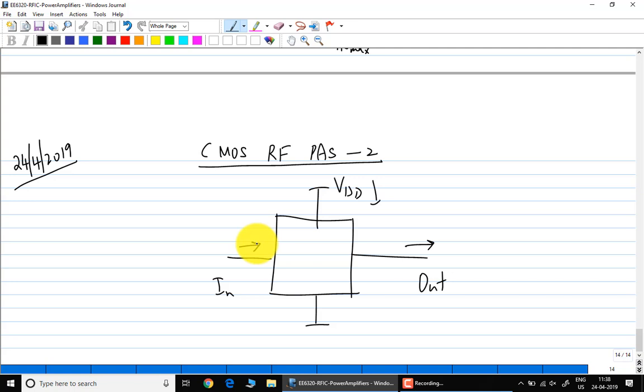Let us look at this. What is the input power? If you just look at the PA that we have seen so far, what is the power given to the input of the PA?